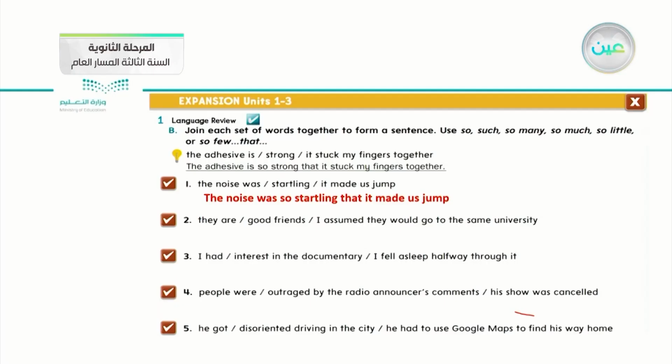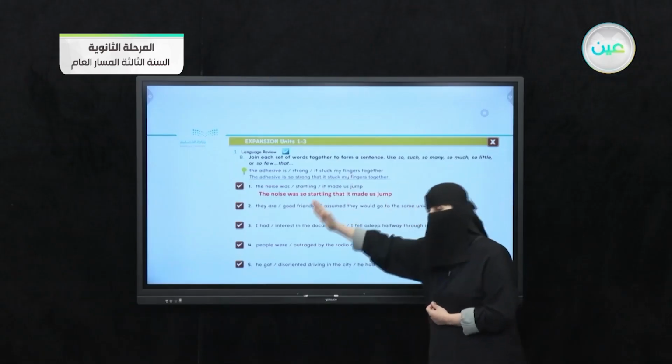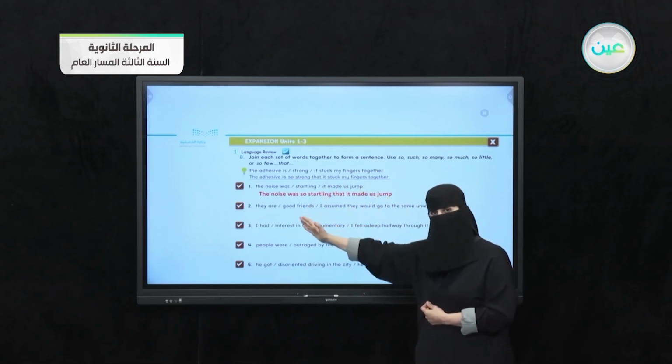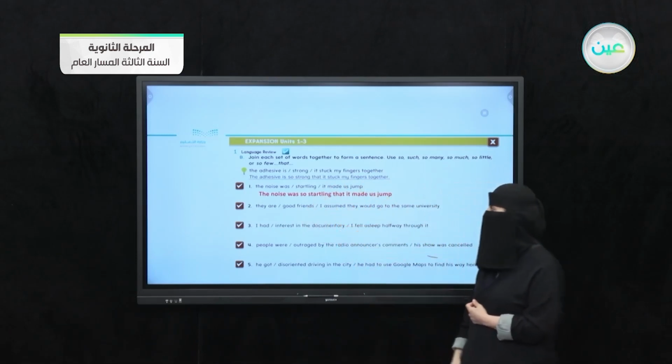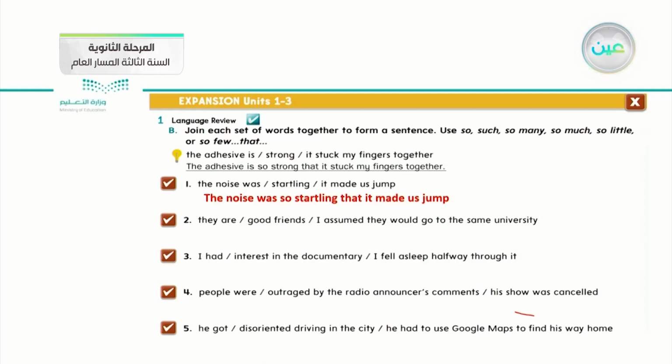So, the noise was so startling. When the noise was so startling, what happened? It made us jump. I put the conjunction that, then I begin with the effect of the cause in the first part of the sentence. So: the noise was so startling that it made us jump. I think it's easy to apply with this question.